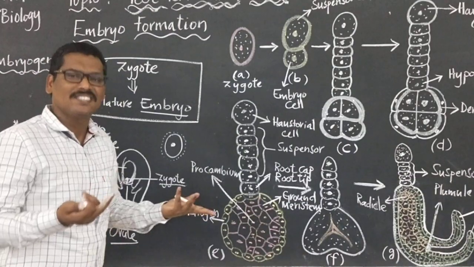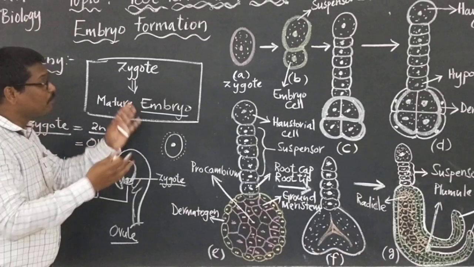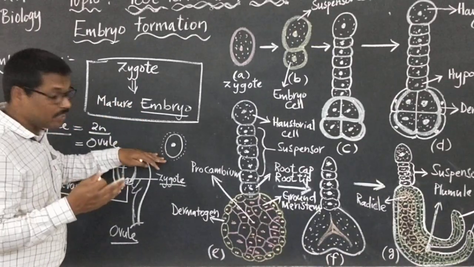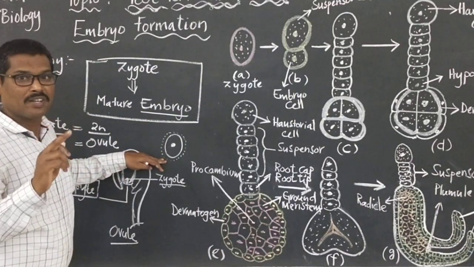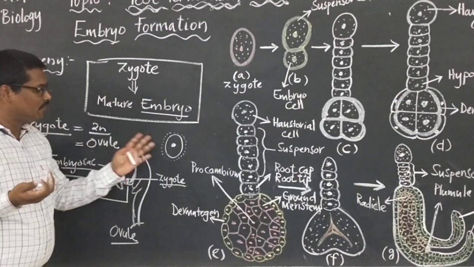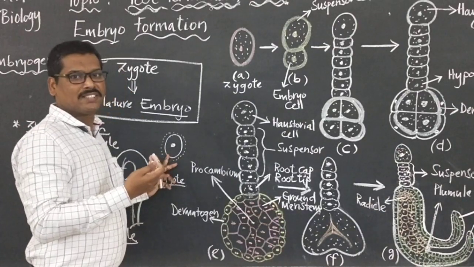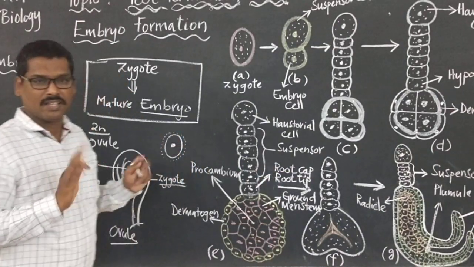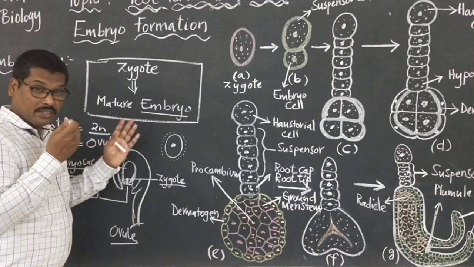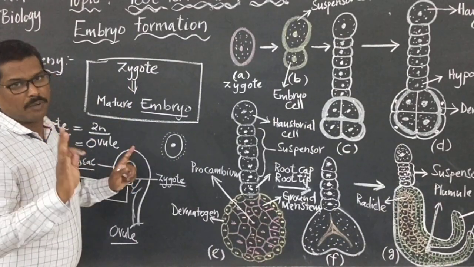Again, what are these unfavorable conditions? Please remember, we know that the zygote will develop into an embryo only after what? Only after the formation of endosperm. If there is no endosperm, there will be no growth and development of this zygote to form an embryo. Please remember that. If fertilization fails, the endosperm will not be formed. That is a very important point.